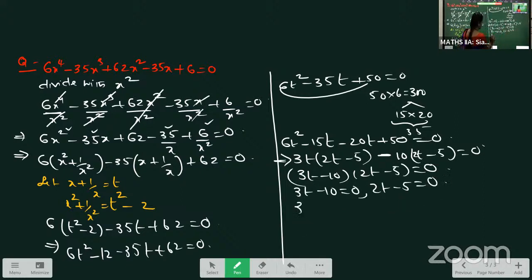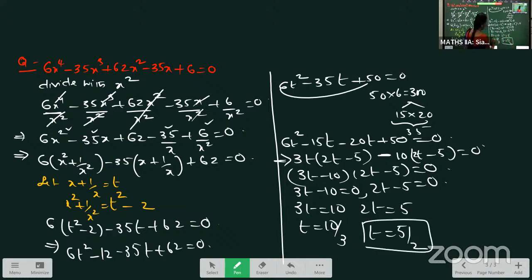Then 3t is equal to 10, then t is equal to 10 by 3. And 2t is equal to 5, then t is equal to 5 by 2. So again, two cases are raised. Then we should go for case 1 and case 2. Then we'll get the factors for the 6x^4. So once you go through this one, then we'll go for the next page.